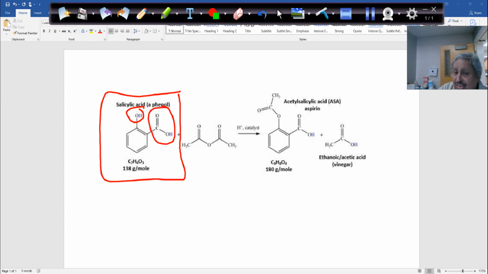So salicylic acid will react with acetic acid anhydride. Anhydride means you have two molecules of acetic acid with an H2O taken out of them. Okay? Acetic anhydride is very reactive, more reactive than acetic acid, than the original compound itself. So this is acting as an acid. This one acting as alcohol.